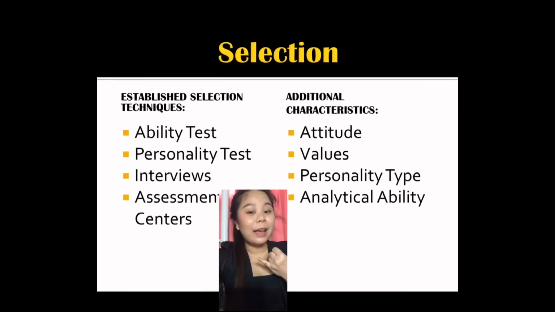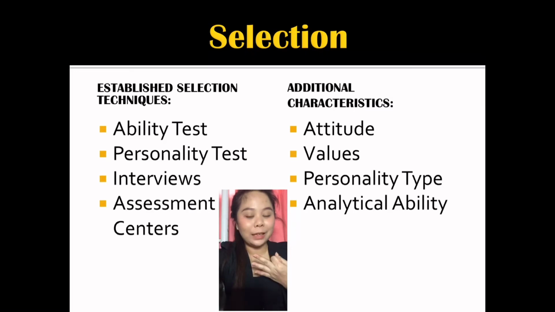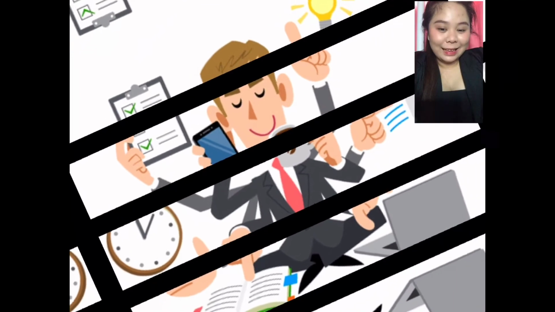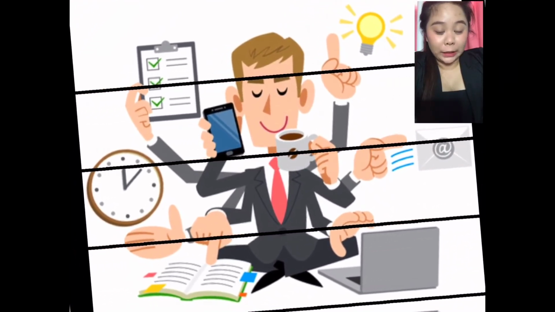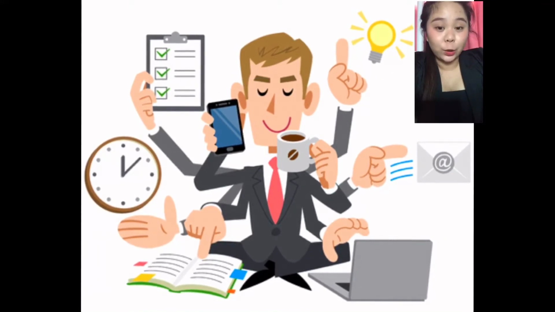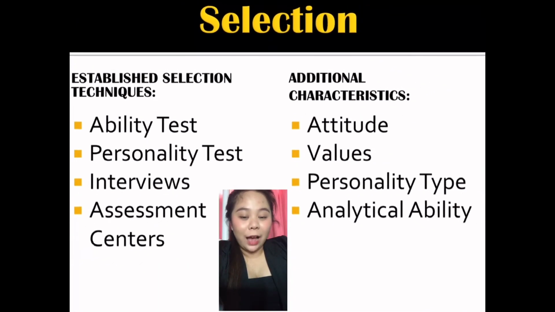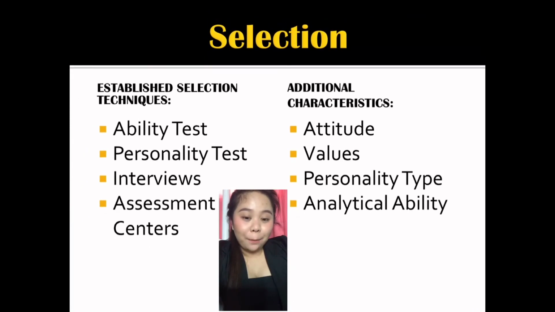Number 1, ability test. Number 2, personality test. Number 3, interviews. And lastly, assessment centers. Skills and abilities required for a particular job can usually be easily identified and assigned to a person. Individuals who are well prepared to work in a quality environment may require additional traits. Additional characteristics are attitude, values, personality type, and your analytical ability.